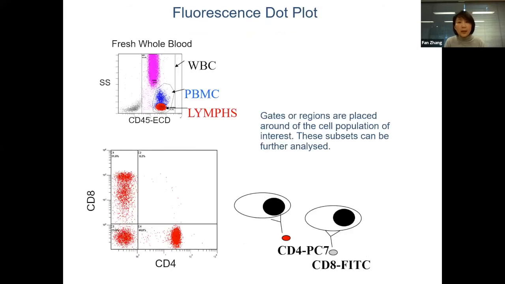However, in most cases, we use many more fluorescent markers in a sample. So the 2D flow cytometry plot is more useful. As we can see, using a white blood cell surface marker against side scatter, we can define the different cell populations within the white blood cell population. So we can gate the population of interest, such as lymphocytes, to study the subsets.